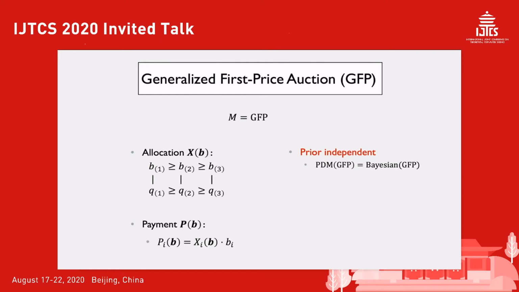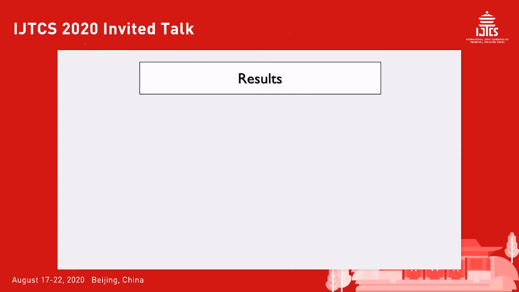Because of that, the private data manipulation game with GFP as the mechanism is the same as the classical Bayesian game. That is to say, if a strategy profile is a Nash equilibrium in the PDM game, then it is also a Nash equilibrium in the Bayesian game, and vice versa. Moreover, GFP is non-truthful. If a buyer has value v_i and she bids v_i, then her utility is 0. So she has the incentive to decrease her bid. Now I'm going to present our results.